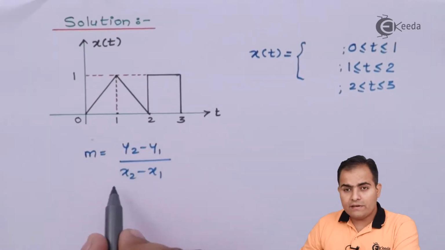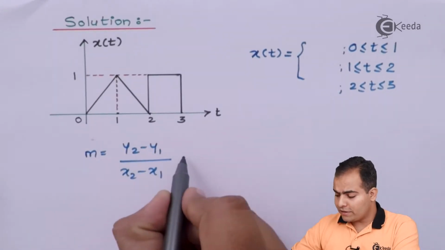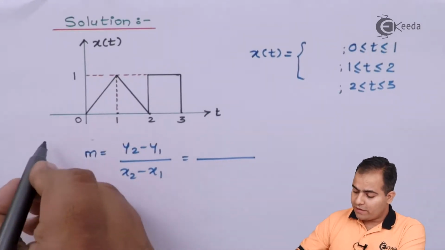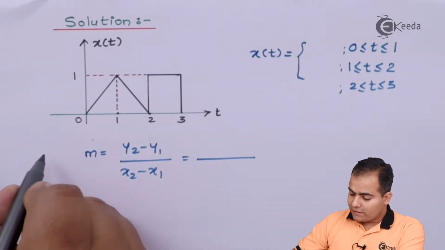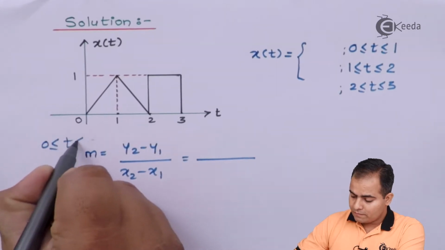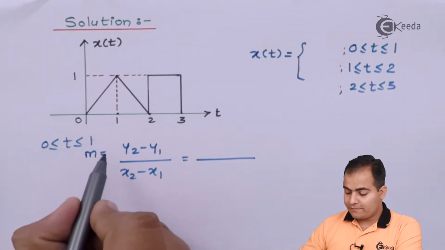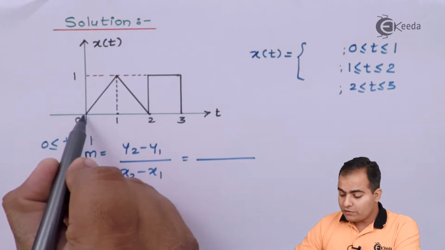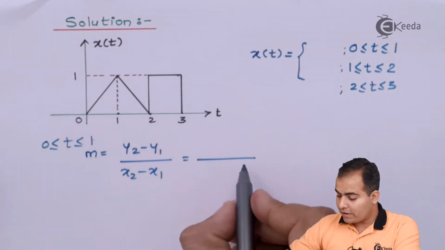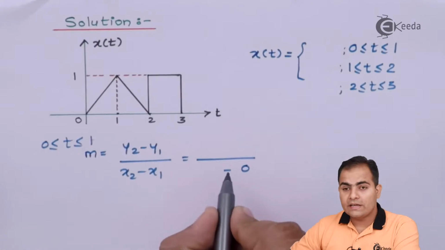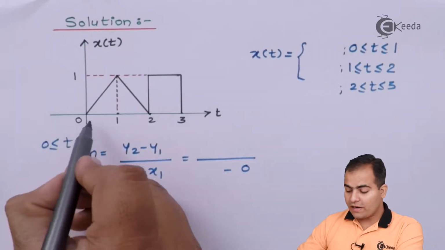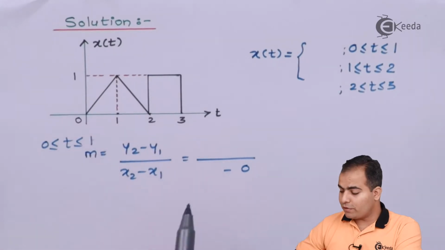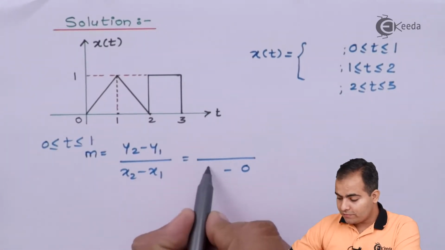Now first of all, we'll calculate x1 and x2. Look at here, between 0 to 1, I will write down the time period first. Your graph starts at 0, which means your x1 value is 0. So I will write x1 value 0 first, and then x2: your graph is changing its value between 0 to 1, which means your x2 value is 1.